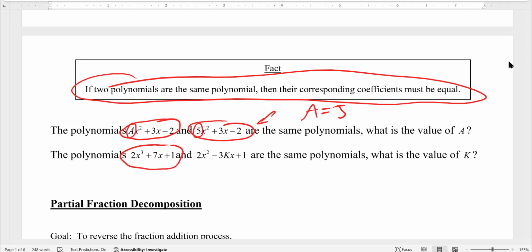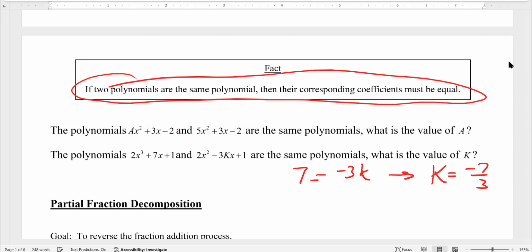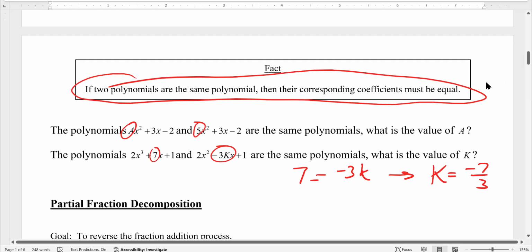Similarly, if these polynomials are equal to each other, then their coefficients must be equal. So that means 7, the coefficient of x, must be equal to negative 3k, the coefficient of x on that side, and divide both sides by negative 3, and that tells you that k must be equal to negative 7/3. So anytime two polynomials are equal to each other, their coefficients must be equal. Their corresponding coefficients must be equal, which again, I hope is a relatively obvious fact.